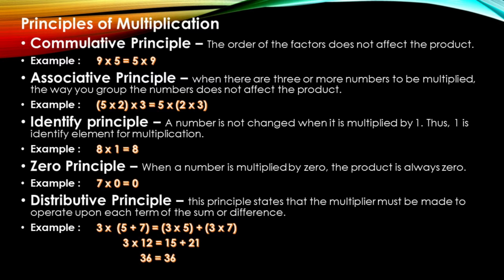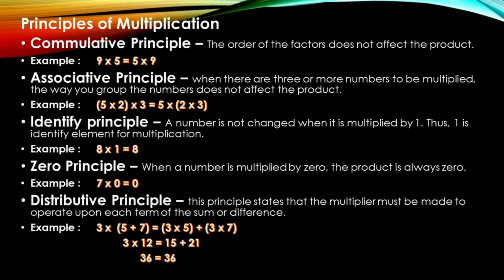Next, distributive principle. This principle states that the multiplier must be made to operate upon each term of the sum or difference. So, ibig sabihin lang po niya, katulad lang din po ng ating ginamit sa associative, yun nga lang po, nag-add po tayo ng panibagong sign at naglagay po tayo ng addition sign. So, for example po class, 3 times 5 plus 7. Then, equal po natin sa kanina nating given. So, for example po, 3 times 5 plus 7.